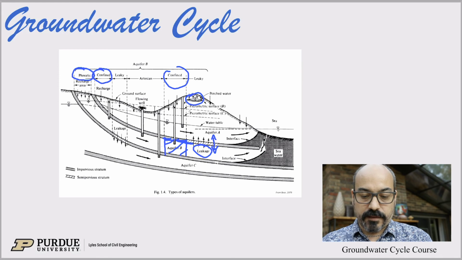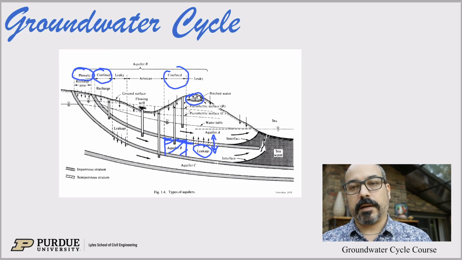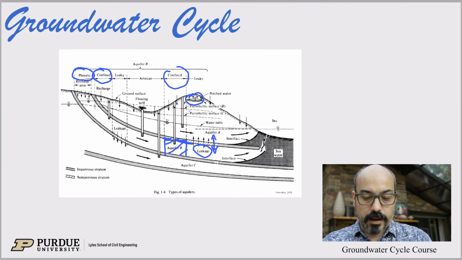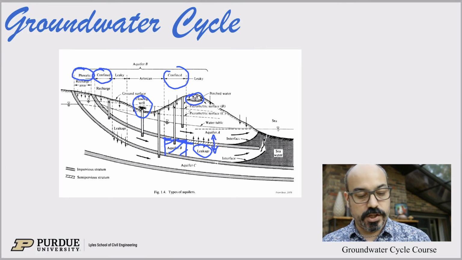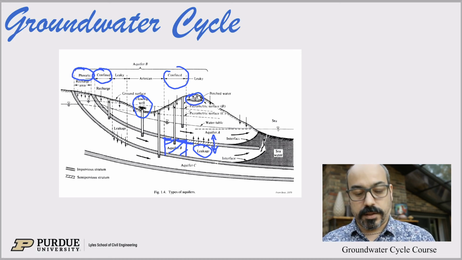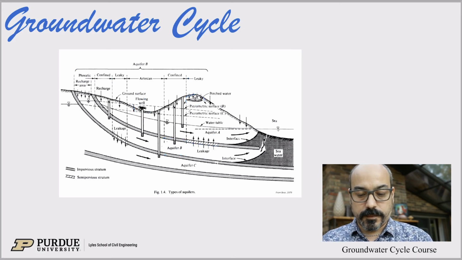Now here you can see you have perched aquifers. These are like pockets of water that are retained by a bottom impervious layer. If you have a clay layer, for example, in the ground, that may retain some water, so this is a perched aquifer. We also talk about flowing wells and what we call artesian aquifers, which are aquifers where the pressure, the head, is higher than the ground surface. So if you poke a hole, water is pushed out to the ground surface.